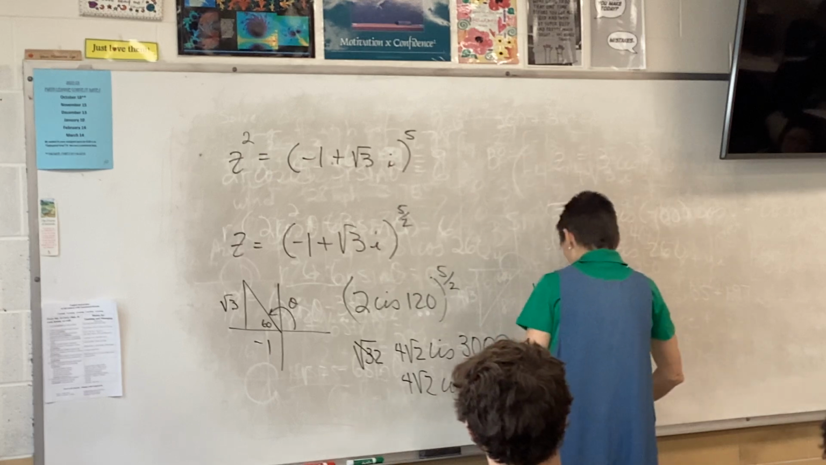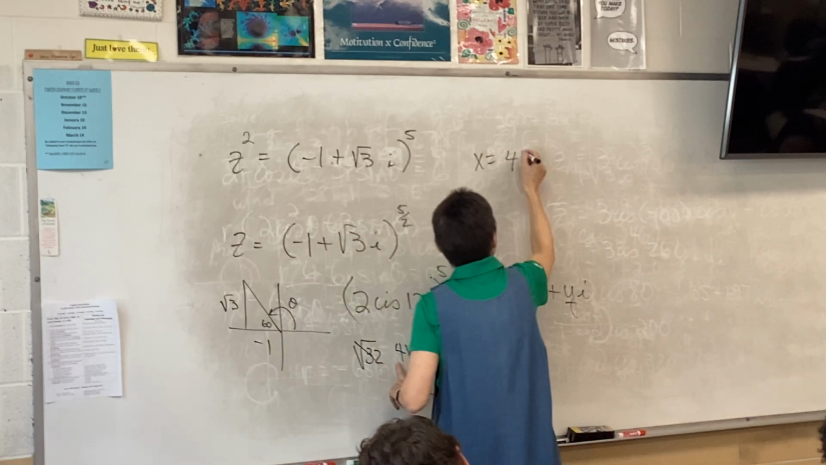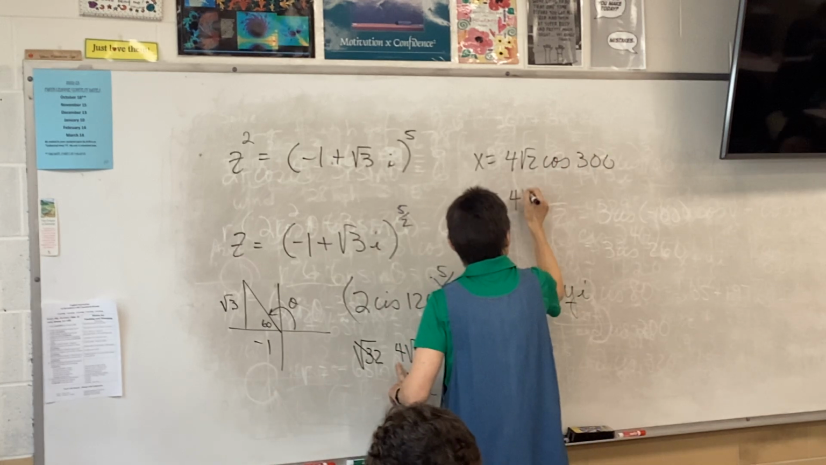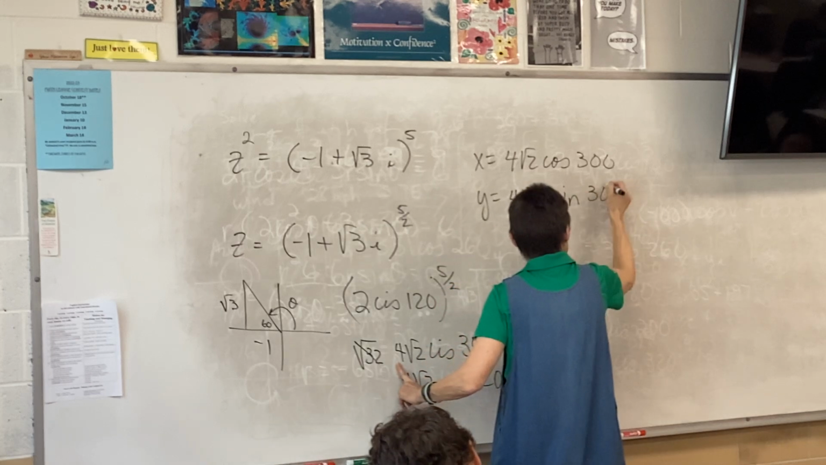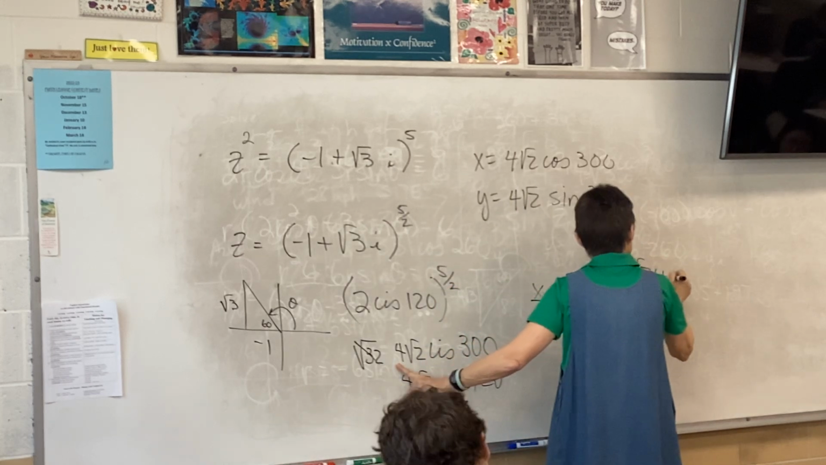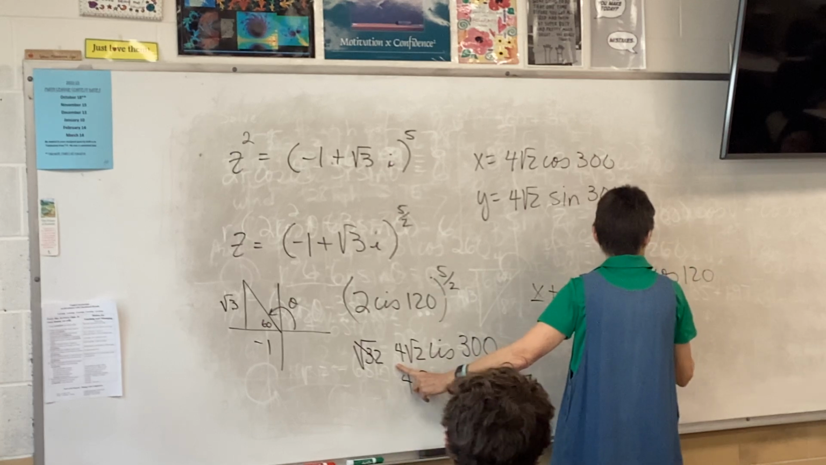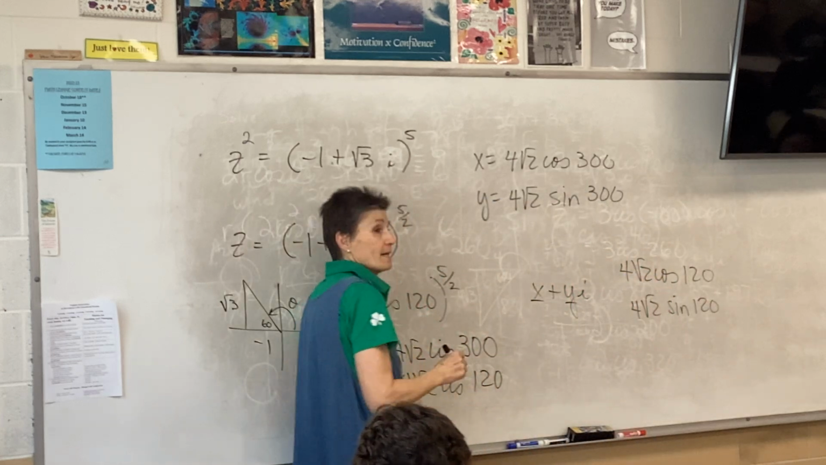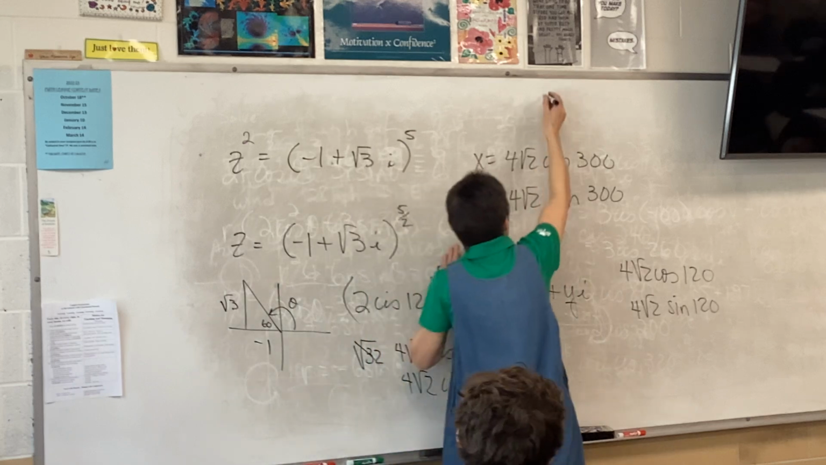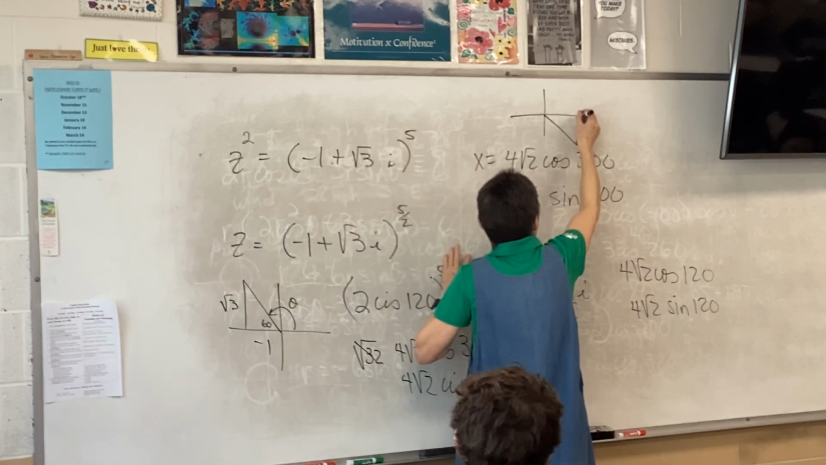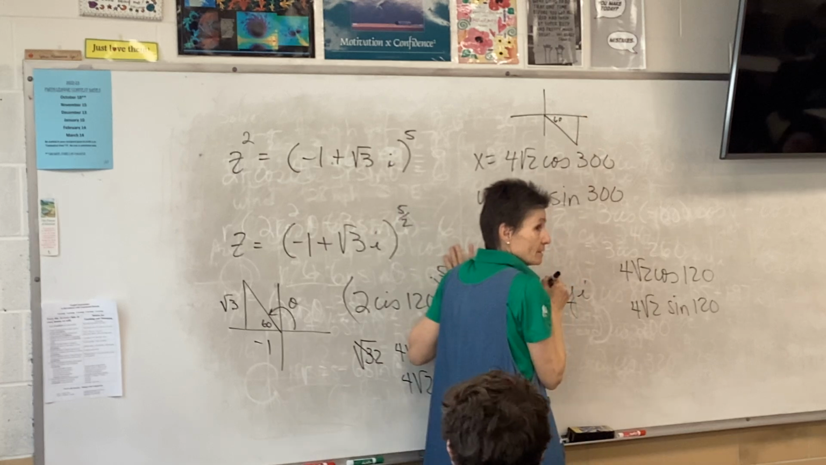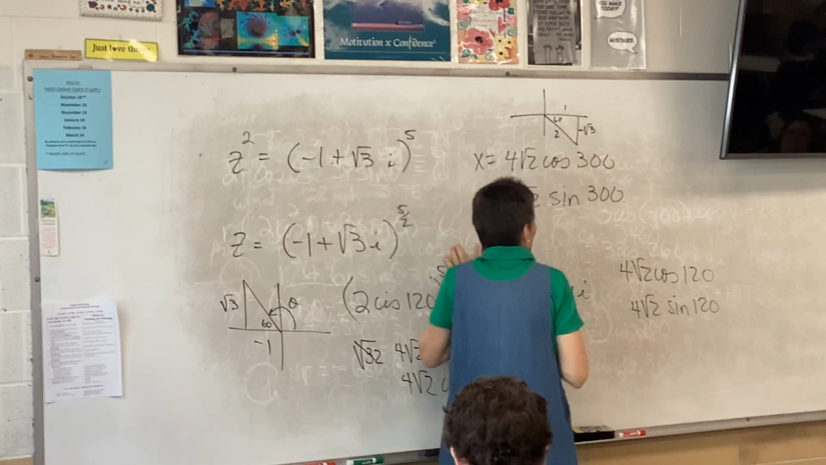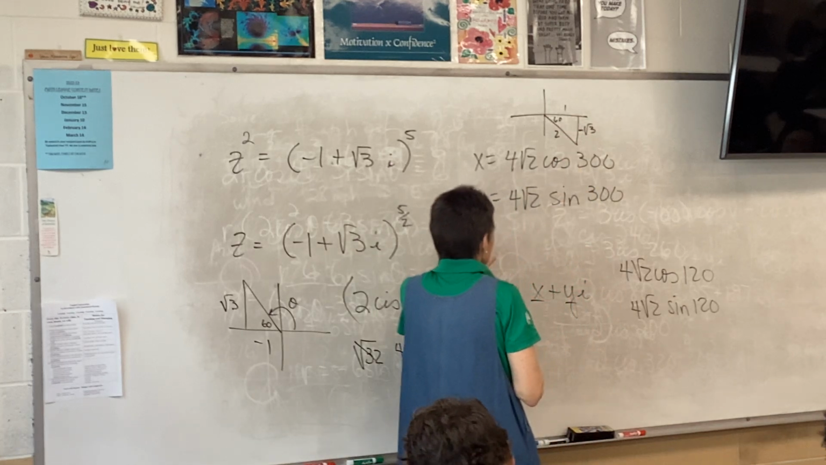X equals 4 root 2 cosine 300 and 4 root 2 sine 300. That's the first one. And then 4 root 2 cosine 120 and 4 root 2 sine 120. So luckily for me, I can do this exactly because 300 has a reference angle of 60. Make sure you're including the negatives now when you're not in quadrant 1.